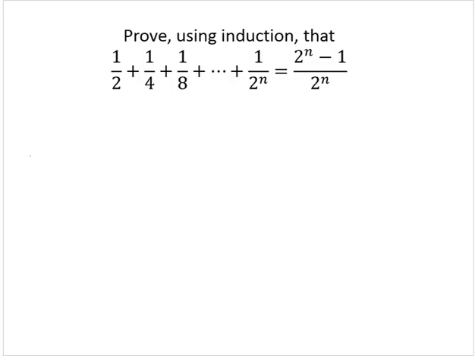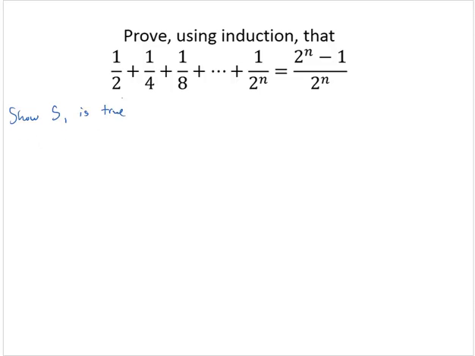Prove, using induction, that 1/2 plus 1/4 plus 1/8 plus up through 1 over 2 to the nth power is equal to 2 to the n minus 1 divided by 2 to the n. Alright, so let's start by showing that the trivial case is true. So let's show that s sub 1 is true.